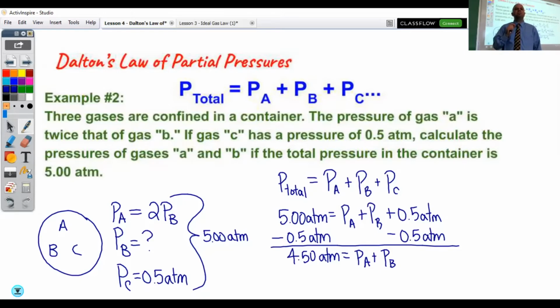Now, the problem did give us one other important piece of information. Even though we don't know what the partial pressure of B is, we do know that the partial pressure of A is equal to twice that of B. So we can replace the variable that we have identified currently as the partial pressure of A with 2 times the partial pressure of B.